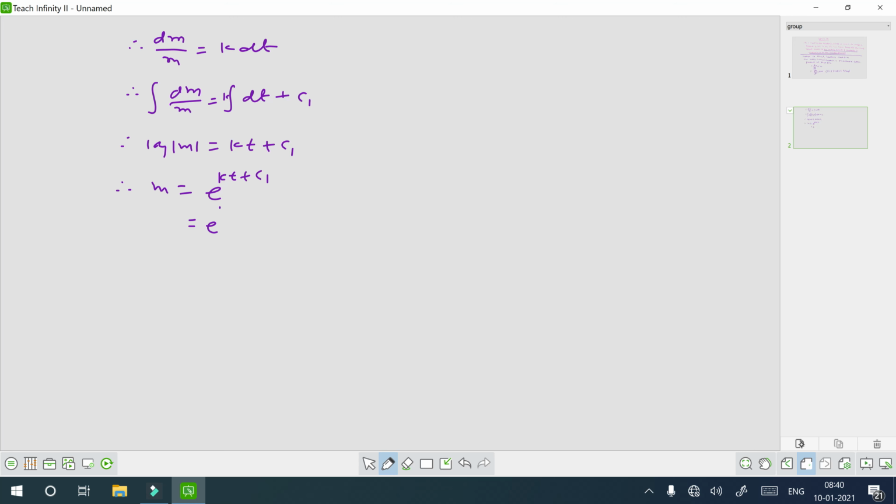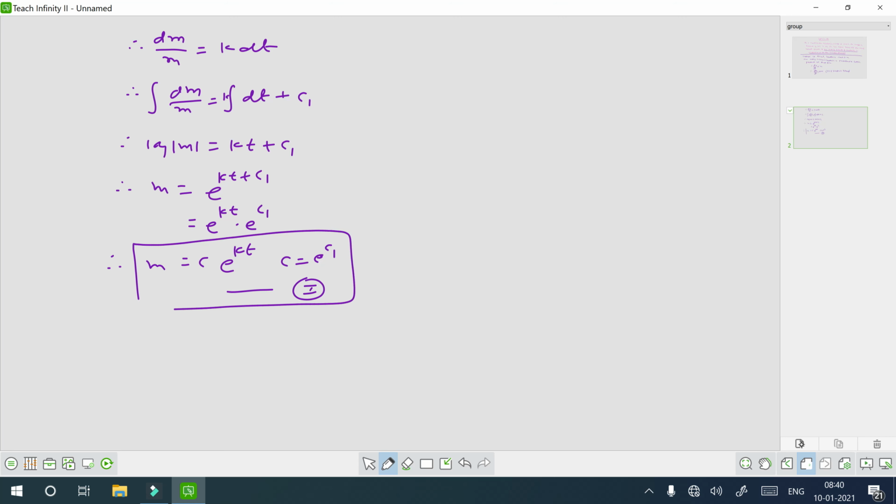So in next page, dn by n is equal to k dt. So integral dn by n is equal to k times integral dt plus c1. So log mod n is equal to kt plus c1. So n is equal to e raised to kt plus c1. Can I write e raised to kt into e raised to c1? Call as a new constant C is equal to e raised to c1. So n is equal to C e raised to kt. Result number 1. This is the relation.